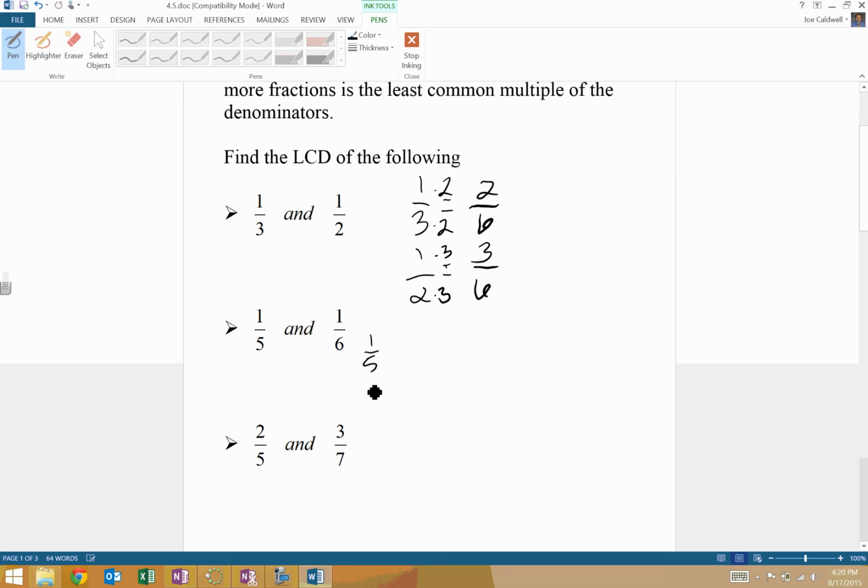1/5 and 1/6. The common denominator is going to be 30. Again, you could list those out, or you could do a factor tree. It's not always going to be the case that the least common multiple is just multiplying them together. It just happens to work out this way. So same thing. How do I get from 5 to 30? Multiply by 6. Whatever you do to the bottom, you have to do to the top. Same thing here. 6 times 5 is how I get to 30.